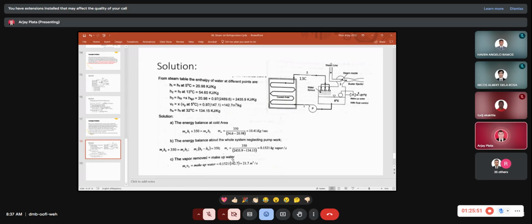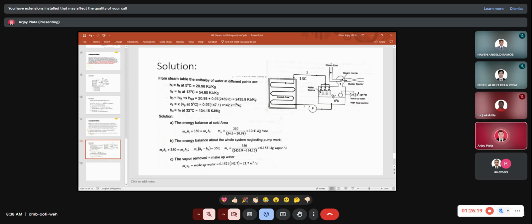Multiply lang natin ng ating specific volume at 5 degrees. So, we have 21.7 meter cube per second. Ito yung makeup water. So, yun yung makeup water, yun yung kailangan natin para ma-maintain yung right amount of water here at the flash chamber.